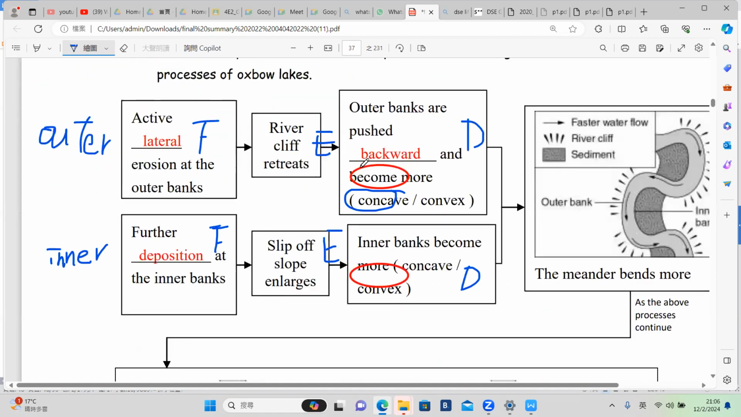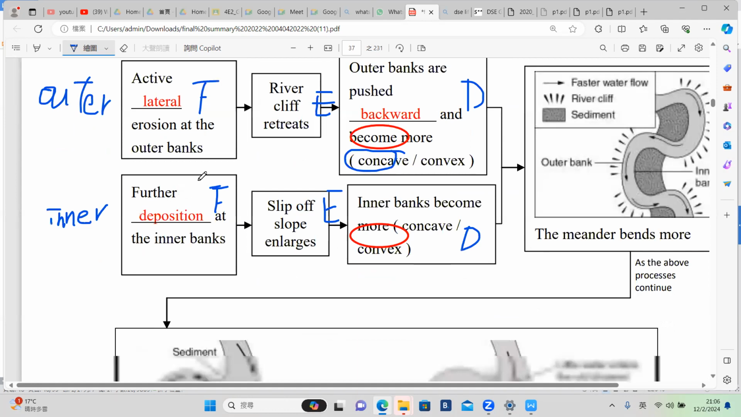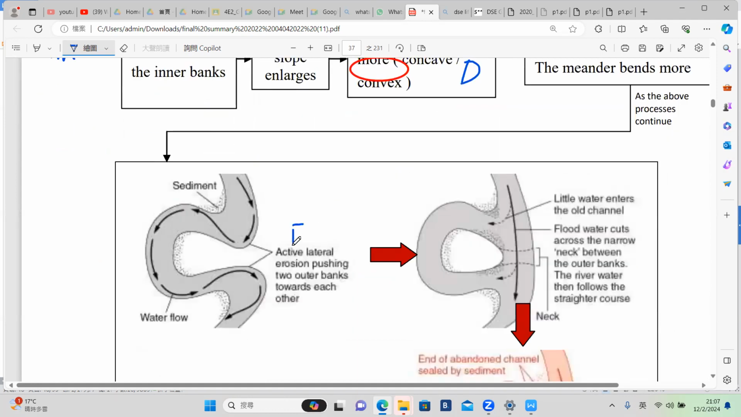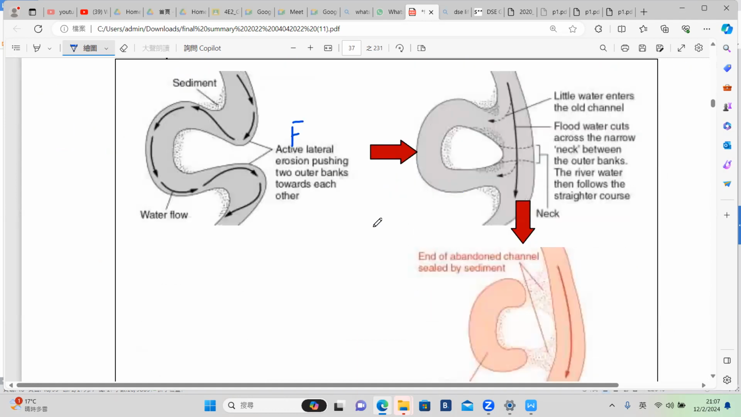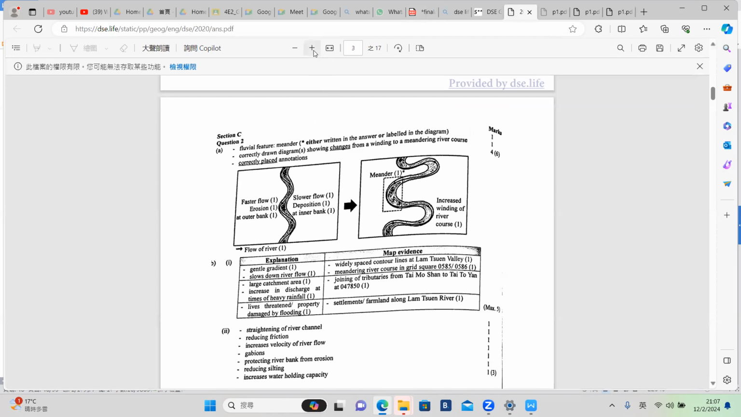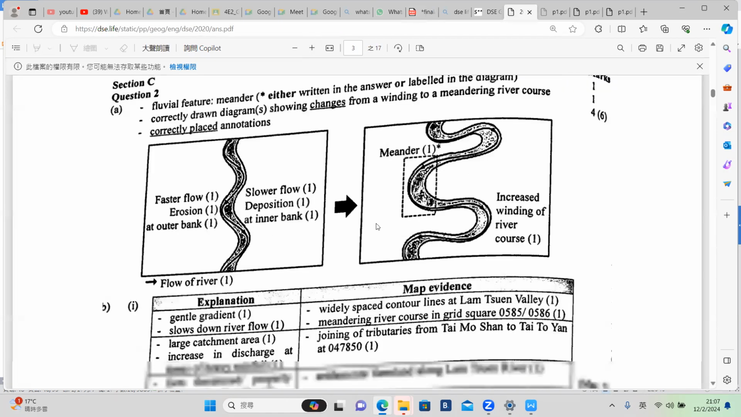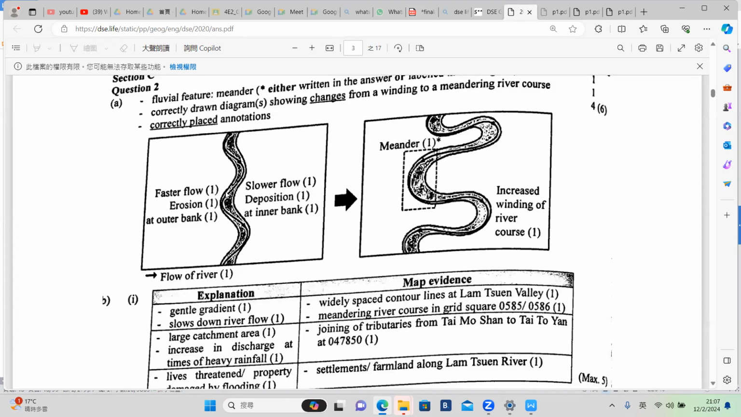OK, carrying on. I don't think this one will be just asking you about the outer bank and inner bank. I think they mainly ask about meander or ox-bow lake. But you know, in Hong Kong there's no very explicit meander question, like in 2020. But on top of the meander itself, you also need to remember what the inner bank and outer bank of the river are.